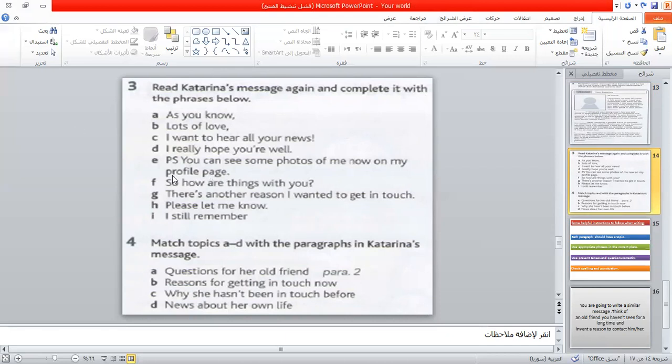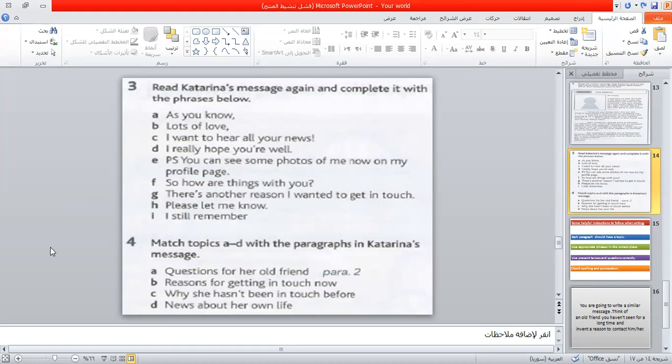Here I will explain to them each phrase. When do we use each phrase? And I will check their understanding of using these phrases. Then we will move to the next question, which is match. And here in match, they will match 4 topics with the 4 paragraphs we have in our message.